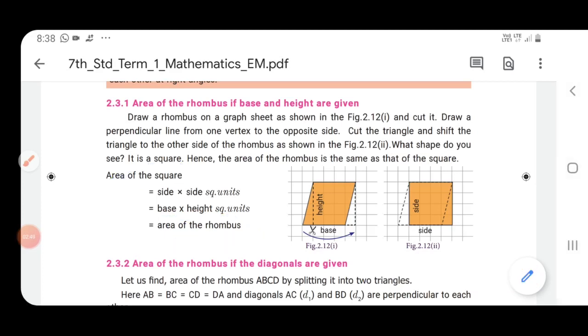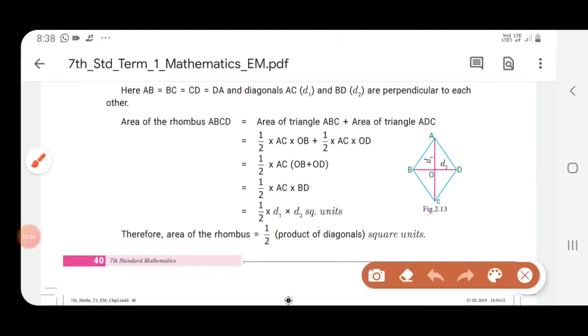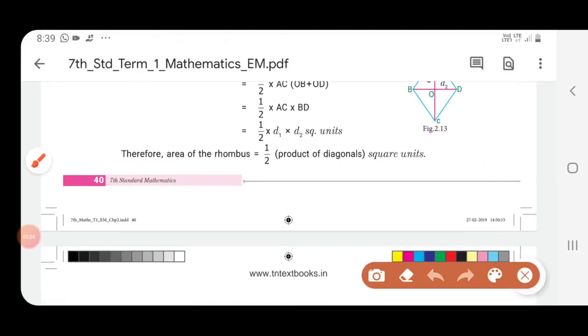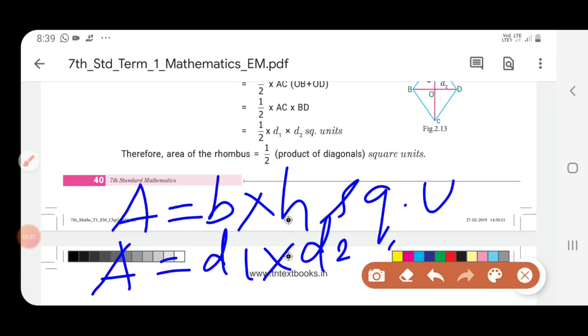Okay. Next, area of the rhombus if the diagonals are given: we have to multiply them and divide by 2. So area of the rhombus, when two diagonals are given, is half into d1 into d2 square unit. So simply we can conclude: when base and height are given, area of the rhombus is b into h square unit. When two diagonals are given, area of the rhombus is half d1 into d2 square unit.